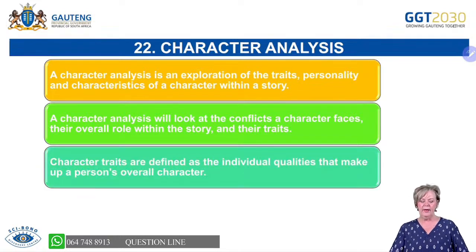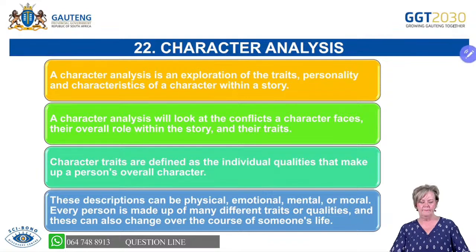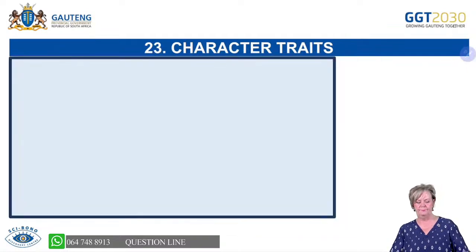Character traits are defined as the individual qualities that make up a person's overall character. These descriptions can be physical, emotional, mental, or even moral. Every person is made up of different traits or qualities, and these can only change over the course of someone's life.